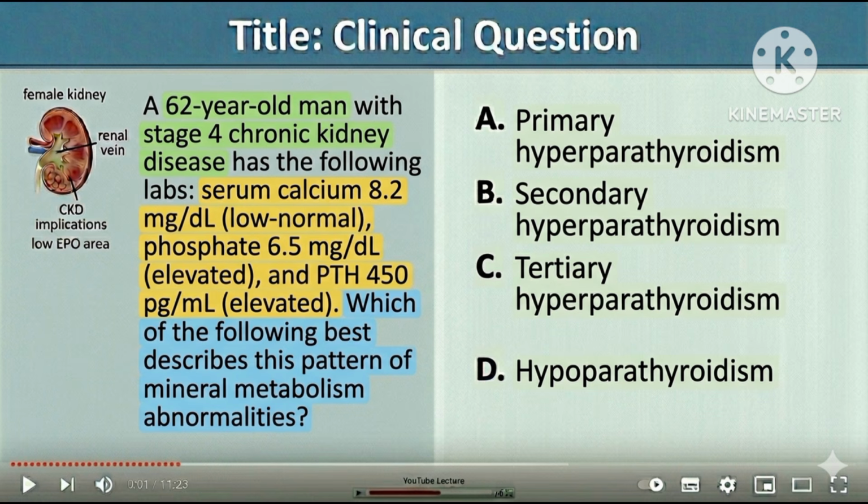Hypocalcemia stimulates parathyroid gland to secrete PTH. PTH acts on osteoclasts to increase bone resorption, leading to bone pain in chronic renal failure patient. Thus, we see renal osteodystrophy due to secondary hyperparathyroidism. In primary hyperparathyroidism, we will see hypercalcemia, not hypocalcemia.